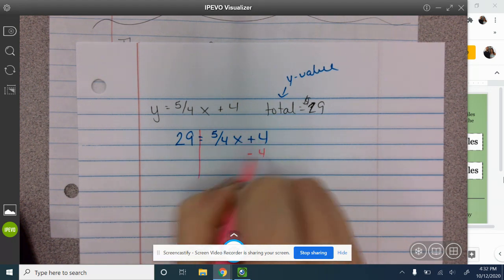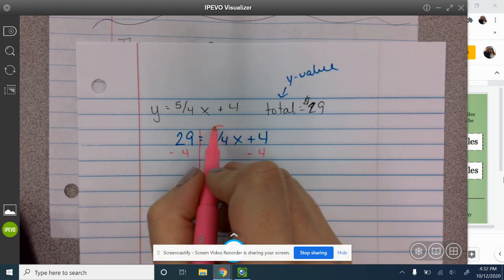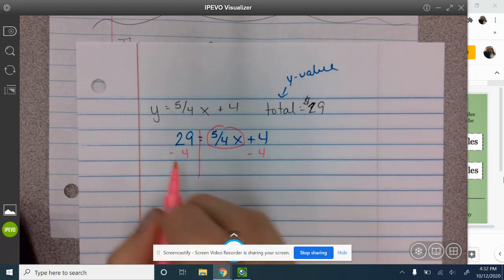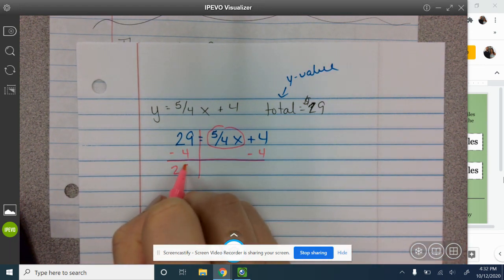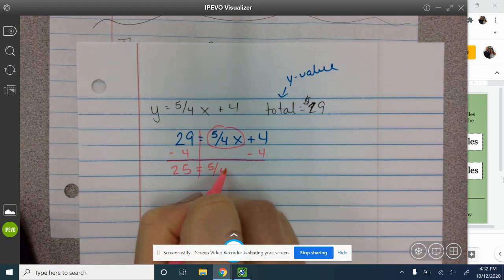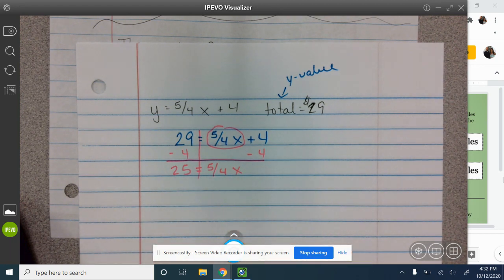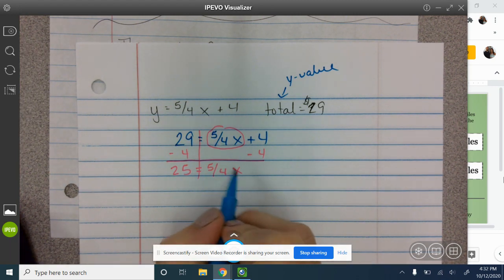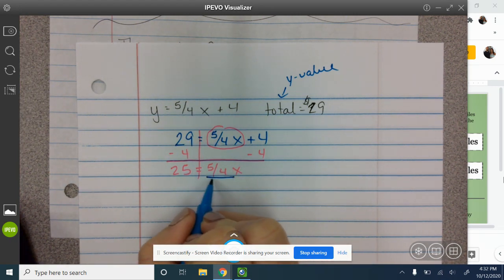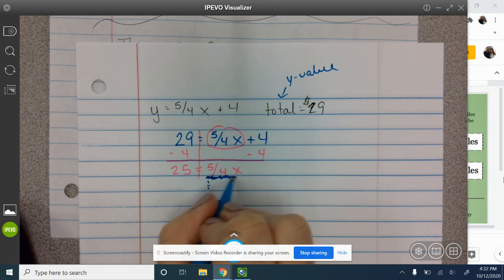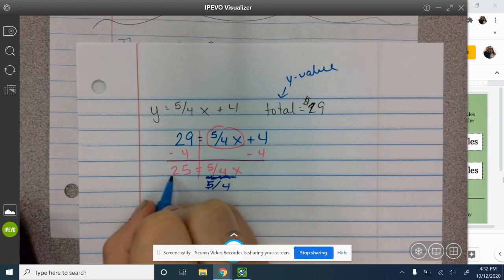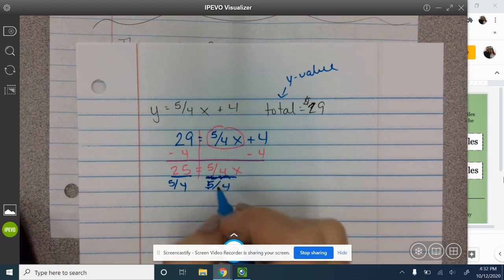So we're going to subtract 4 on both sides because we've got to get 5/4 x by itself. So we have 25 equals 5/4 x. Now, I know you're probably not liking this because it is a fraction multiplied by x. However, how do you undo 5/4 times x? The opposite of multiplying is dividing by 5/4.